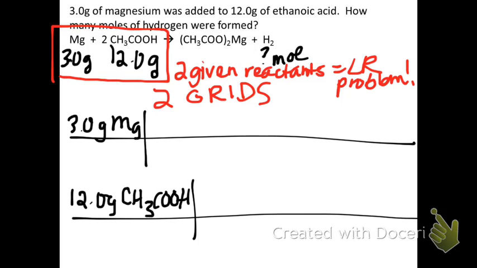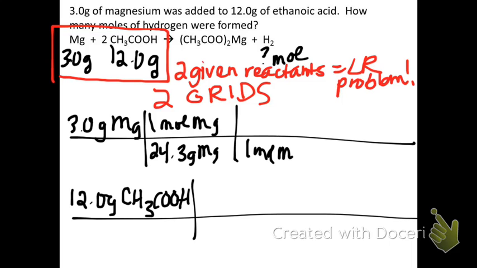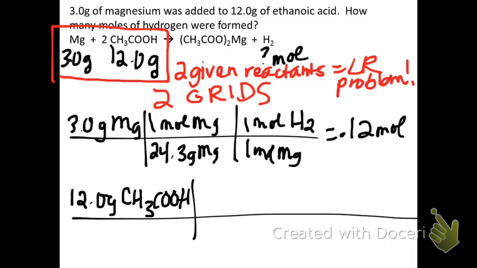First, convert them both to moles. 24.3 grams of magnesium, 1 mole of magnesium. For every 1 mole of magnesium, I have 1 mole of hydrogen. Stop there, get my answer. 0.12 moles of hydrogen.